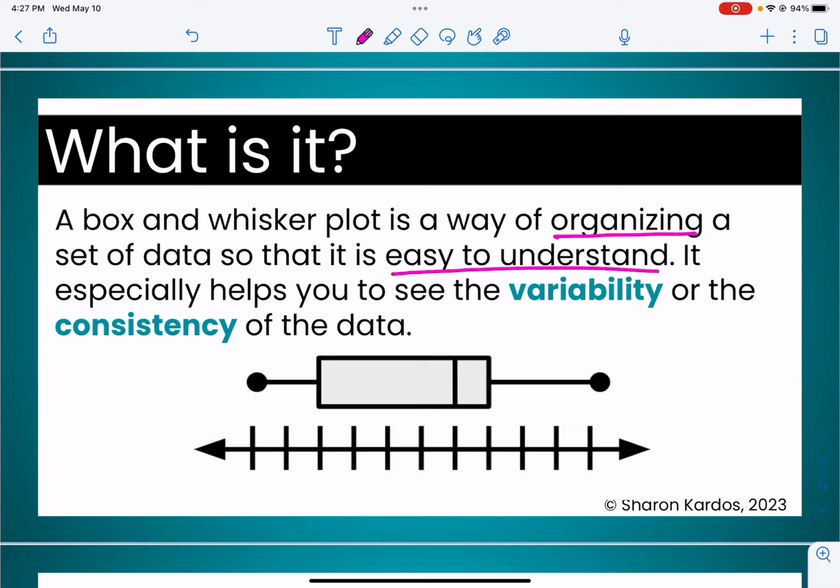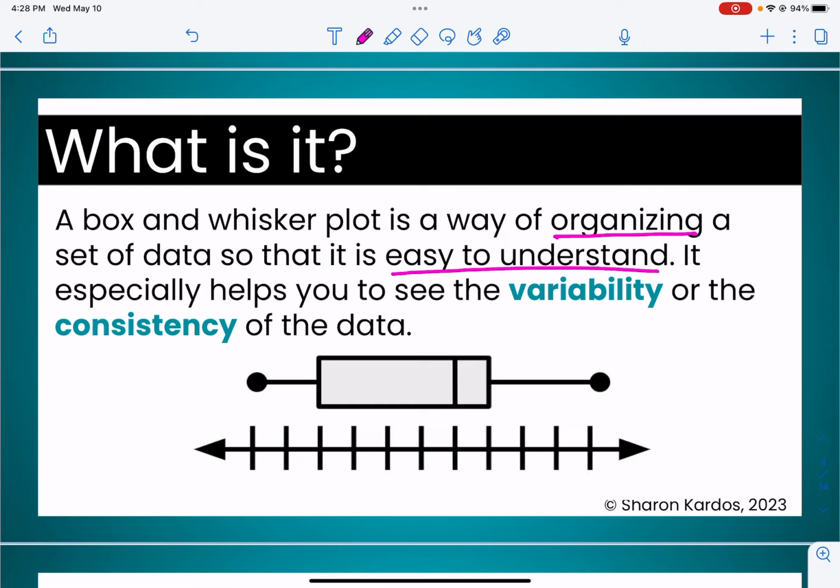So for instance, if I have a large set of numbers, like let's say I'm doing a survey or a science experiment, and I've collected a set of data, looking at a long list of numbers is not always very helpful. So a box and whisker plot can help me to organize it in a way that is more meaningful. Think about times you might want to use a bar graph or maybe a pie chart. This just gives us another option of a way of graphically organizing our data.